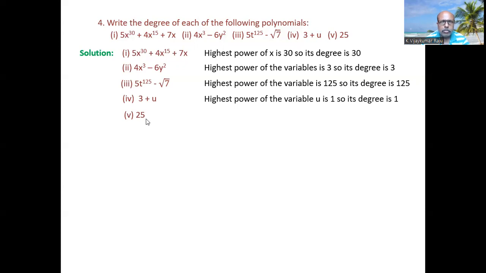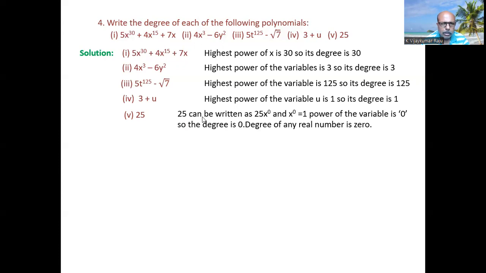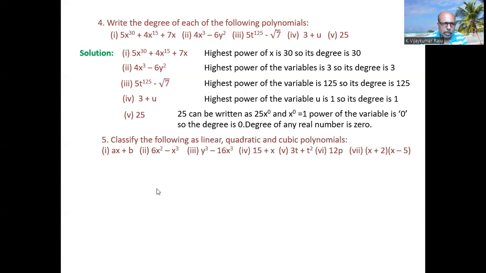There is no variable here. It's a constant or number. 25 can be written as 25 x raised to 0. X raised to 0 is 1. That means this doesn't affect 25. So the power of the variable is 0. So the degree is 0. So the degree of any real number is always 0. You can take any real number, the degree will always be 0.